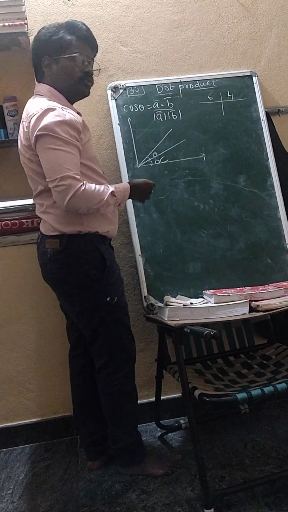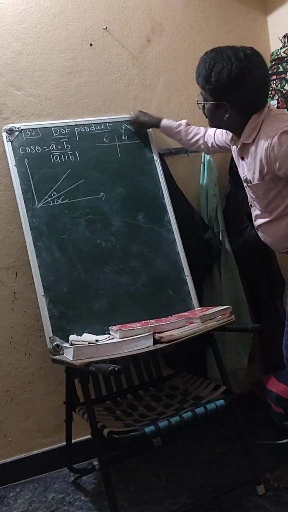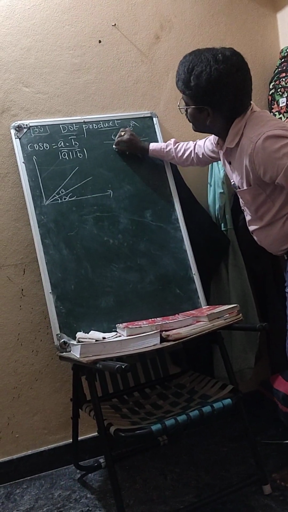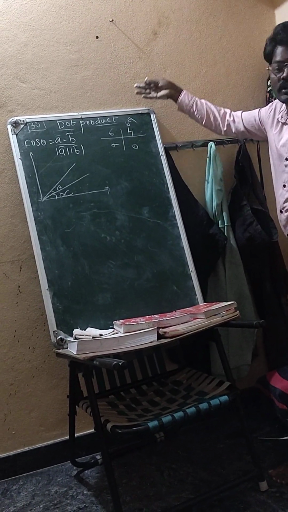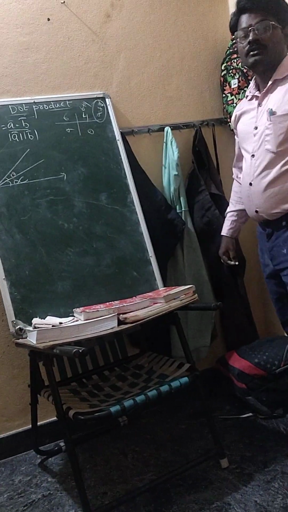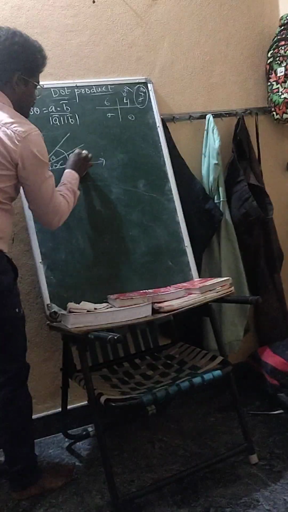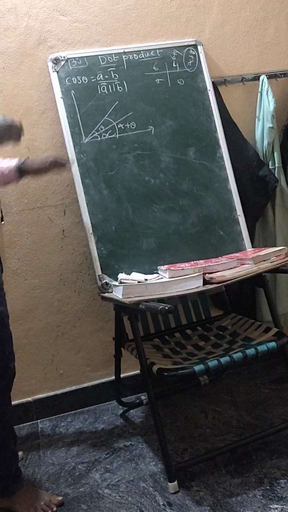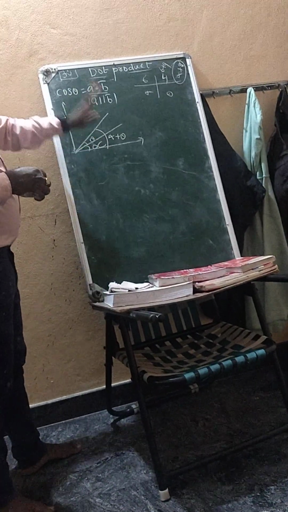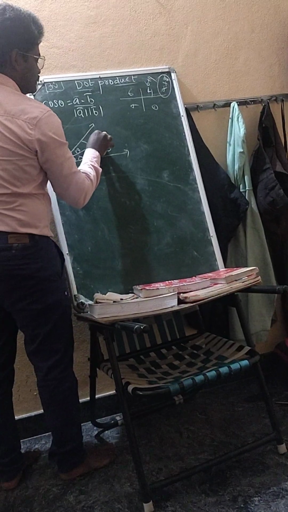What about the total distance? Remember that small condition: this distance is 6, this distance is 4, so the total distance is 6 plus 4. Suppose this distance is alpha and this distance is theta. What about the total distance? Alpha plus theta.